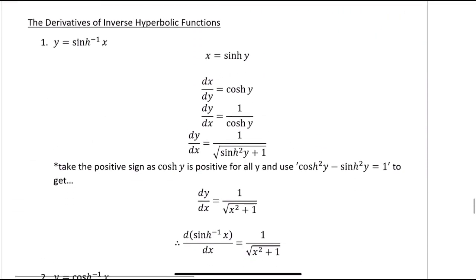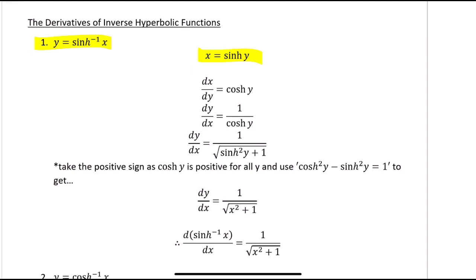We're looking at the derivatives of inverse hyperbolic functions. So, derivatives of inverse hyperbolic functions here. A similar method as we had before. We want to differentiate this thing. So you rearrange that and make x the subject. So x is equal to hyperbolic sine of y.